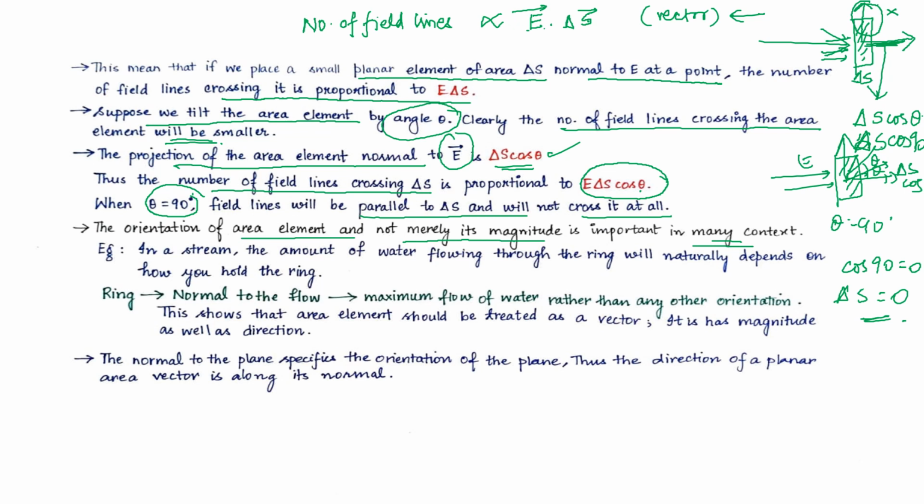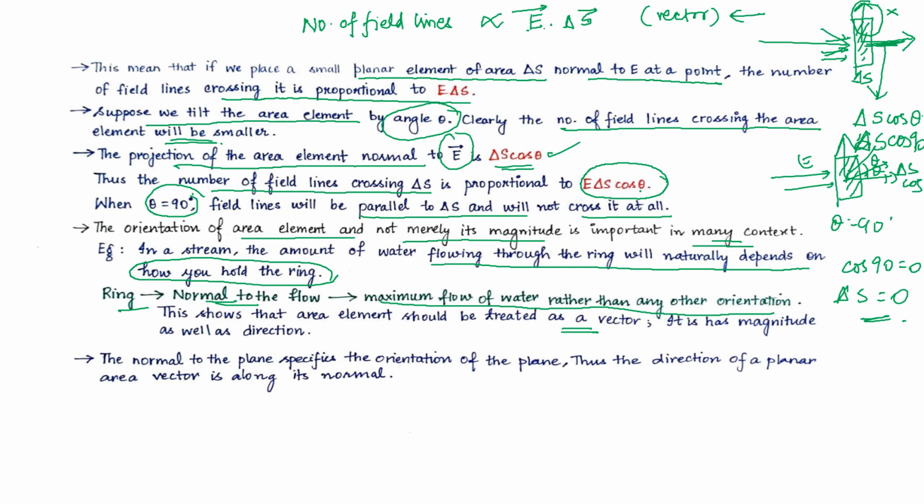Okay, so now an example is given here, the same example which I have already told you. In a stream, the amount of water flowing through a ring will naturally depend on how you hold the ring. See, when the ring is normal to the flow, there is maximum flow of water rather than any other orientation. This shows that the area element should be treated as a vector, because direction is also important.